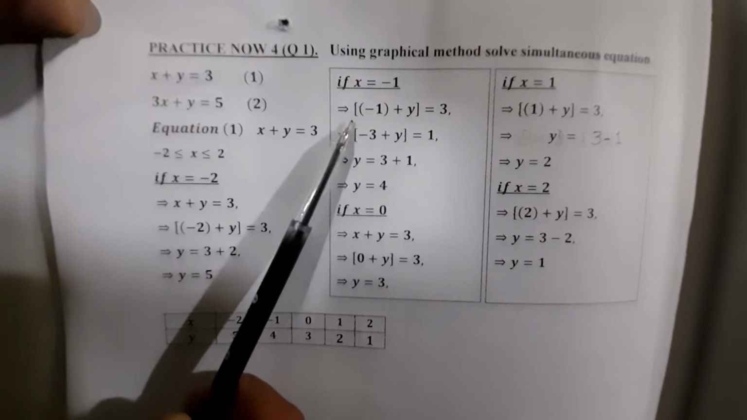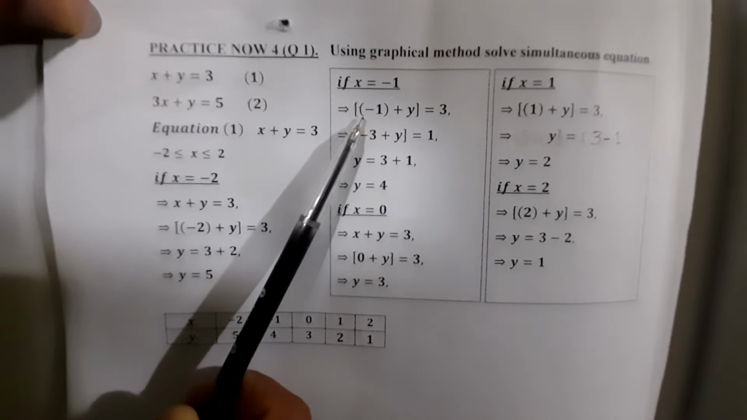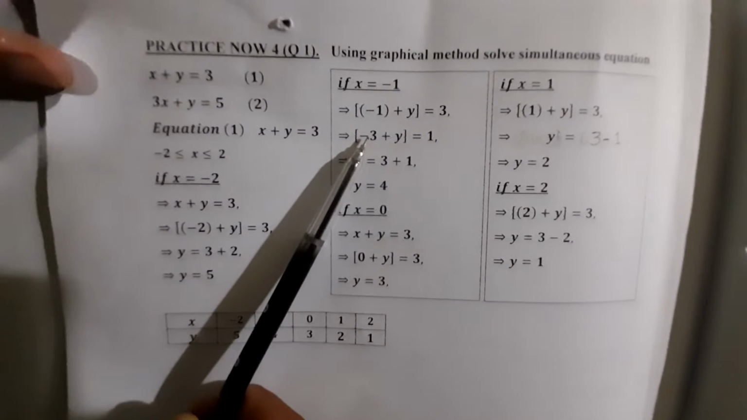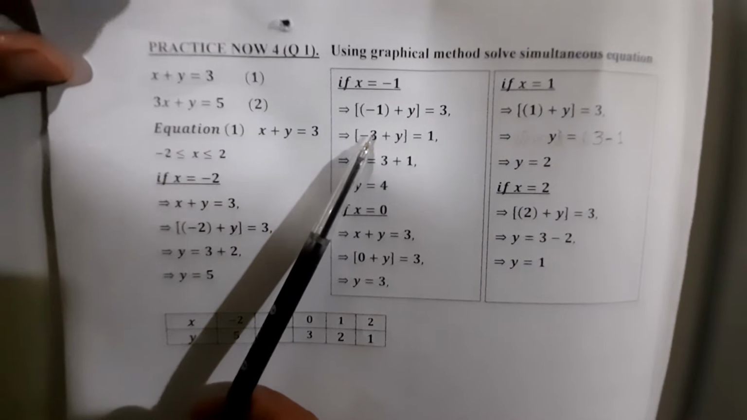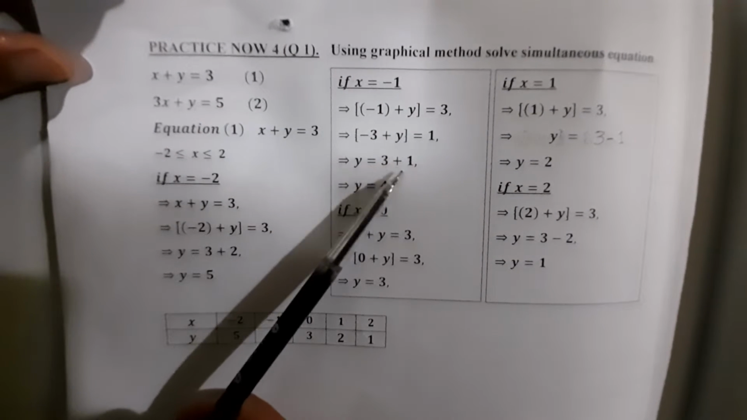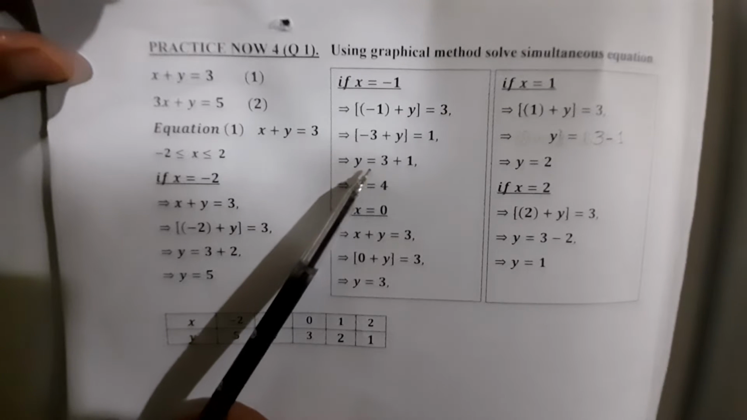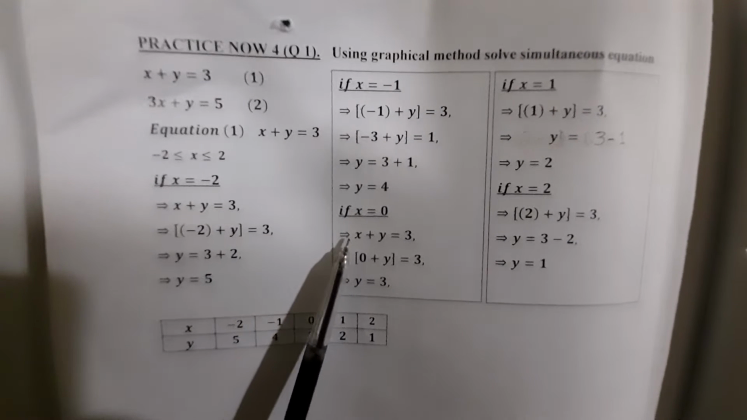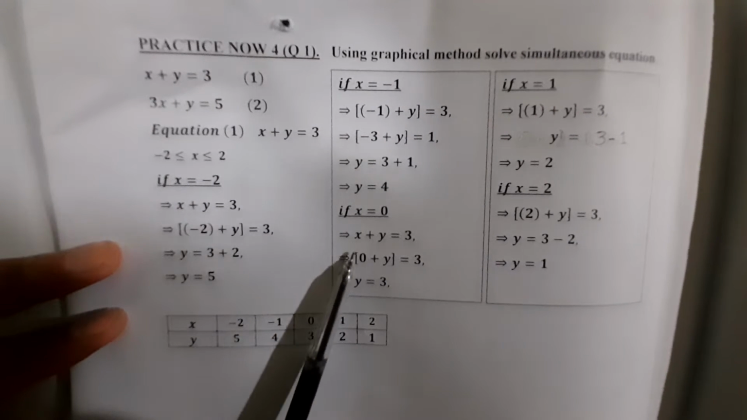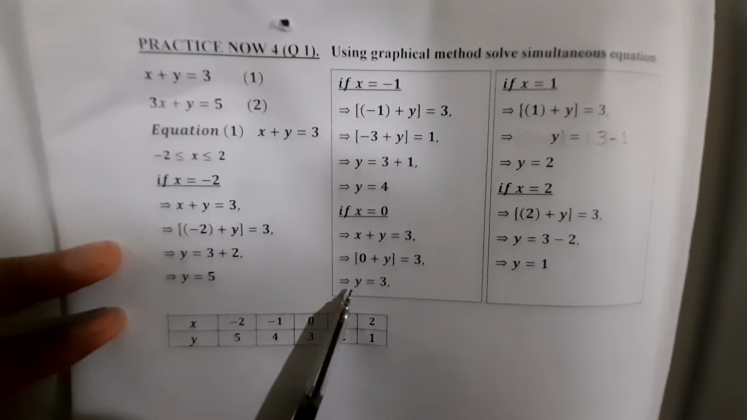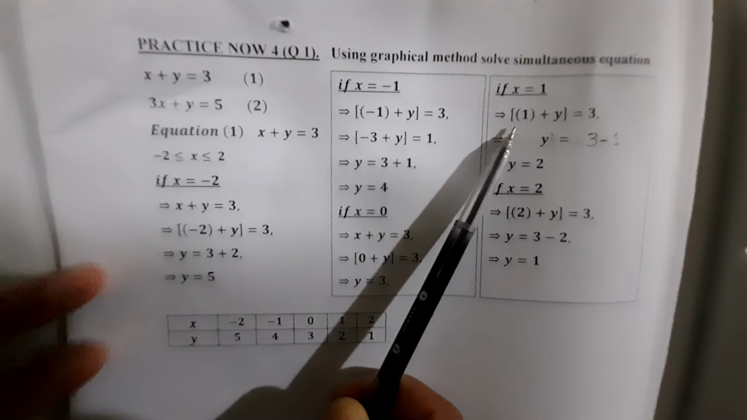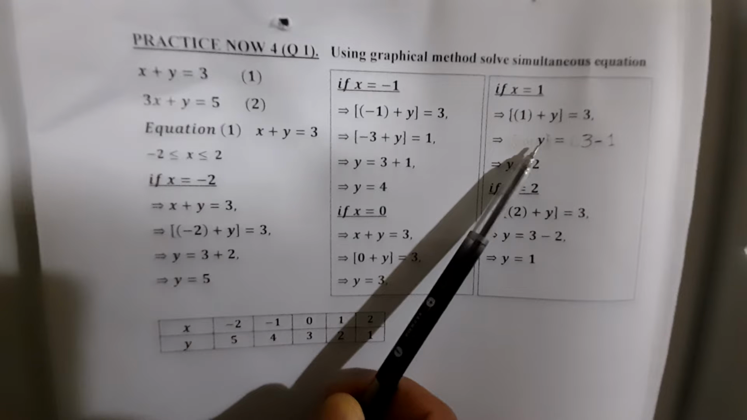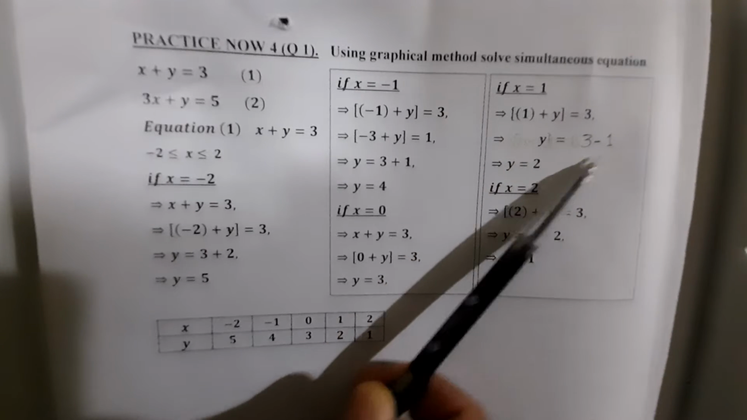If x is equal to -1, put the value of x equal to -1 instead of x. So -1 plus y is equal to 3. So the -1 will be moving on the right hand side of the equalizer, and y is equal to 3 plus 1, y is equal to 4. So if x is 0, we'll be putting 0 instead of x. So 0 plus y is equal to 3, y is equal to 3. So if x is equal to 1, we'll be putting 1 instead of x. So 1 plus y is 3. So y will be equal to 3 minus 1, y is equal to 2.